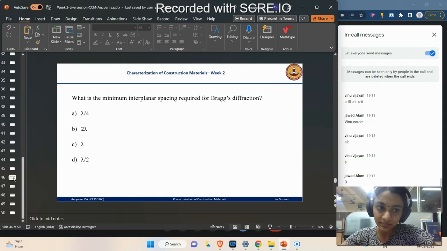So Javed says D. So here we have to use Bragg's equation, n lambda equal to 2d sine theta. Using that equation, you have to find the answer for this. What is the minimum interplanar spacing or d required for Bragg's diffraction? Okay, let's discuss the answer.